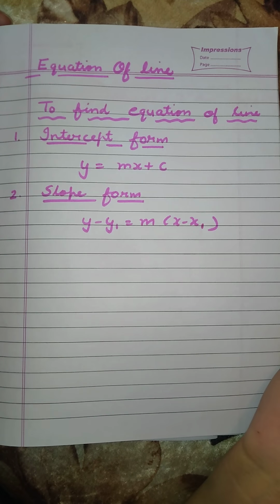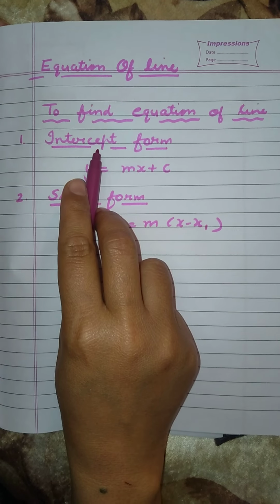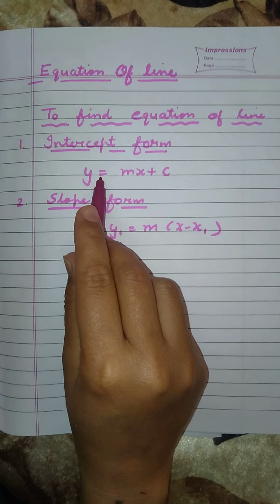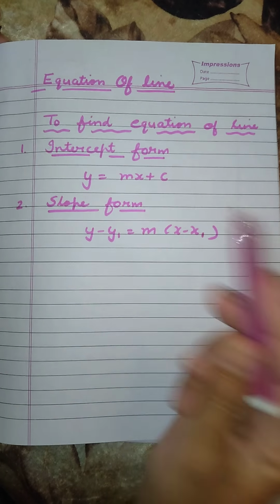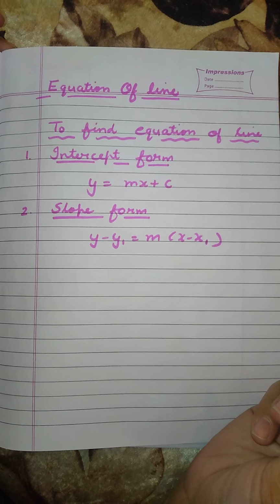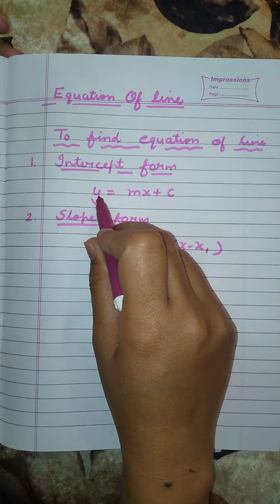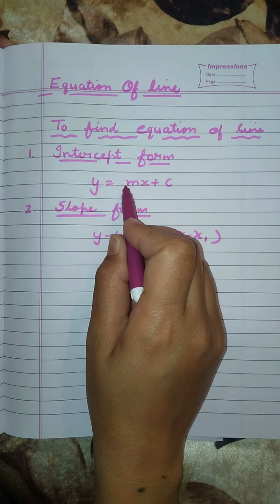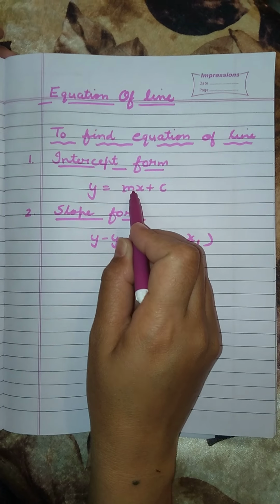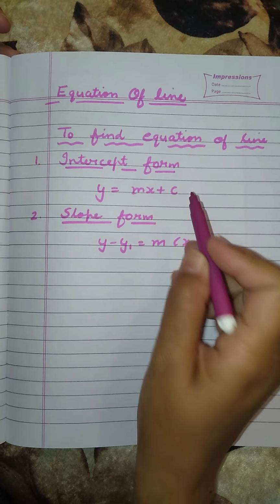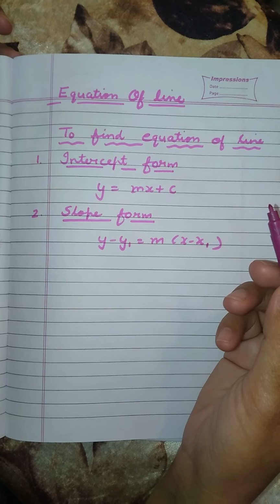If I have to find equation of line in the intercept form, I have to use the formula y equal to mx plus c. This formula was used by you in class 9 also. Let me remind you, this x and y are variables, m is slope, this would have been given to you, otherwise you will find it. This c is y intercept.